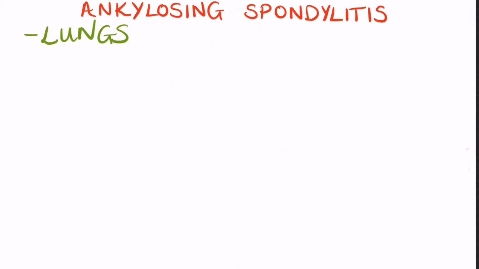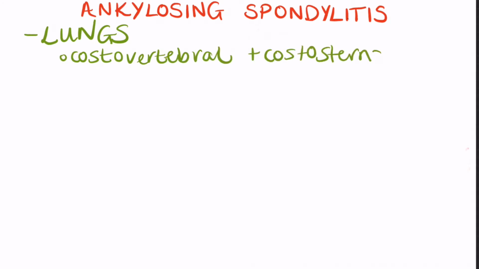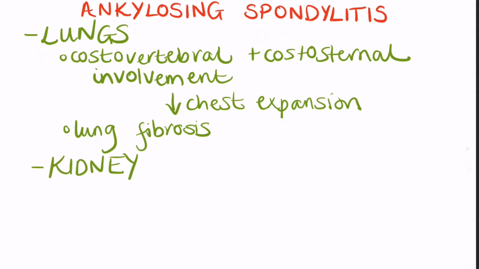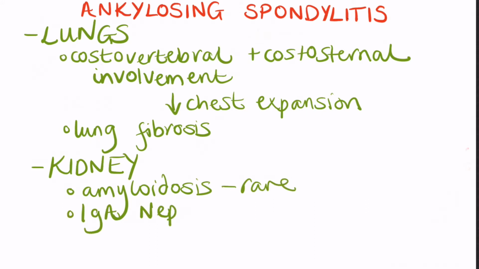Lungs can be affected not only due to costovertebral and costosternal involvement, causing decreased chest expansion and thus restrictive lung disease, but pulmonary fibrosis of the upper lobes can also occur. Kidneys can be damaged by amyloidosis, but this is very rare. And immunoglobulin A, IgA nephropathy, is also associated with AS.